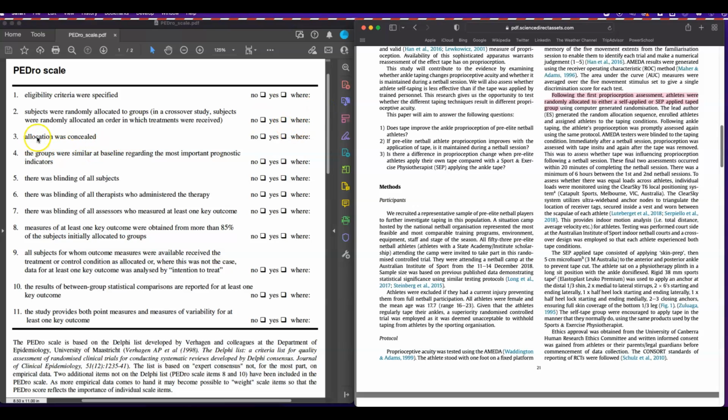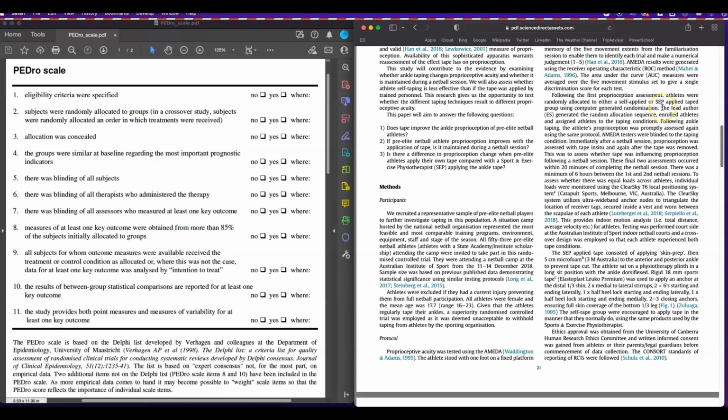For number 3, was allocation concealed? And the answer would be yes to that. In other words, does the person who decided the inclusion and exclusion criteria not know which groups they're going into? And the answer is yes. It's hard to see it here, but it's right here: self-applied tape group using a computer-generated randomization. So that's how we know that the allocation was concealed in this particular study.